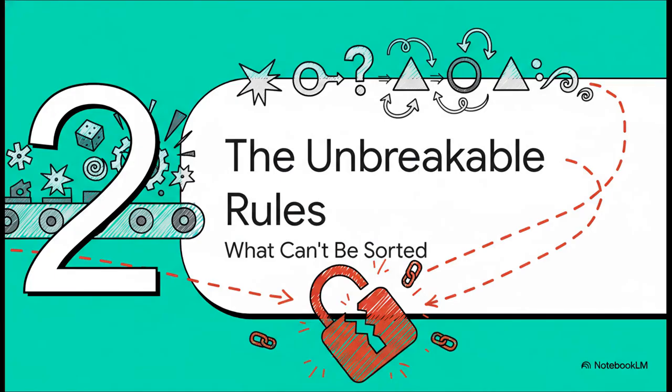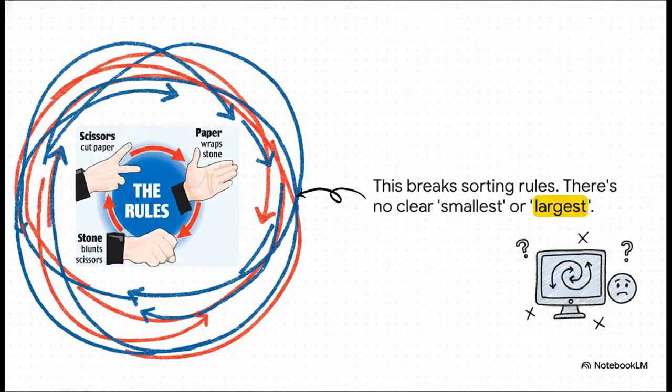So this whole find the smallest, move it, and repeat thing, it seems totally foolproof, doesn't it? But here's the catch. This whole system, this elegant logic, it only works if the things you're trying to sort play by a very specific, unbreakable set of rules. And a perfect example of something that breaks these rules is good old rock, paper, scissors.